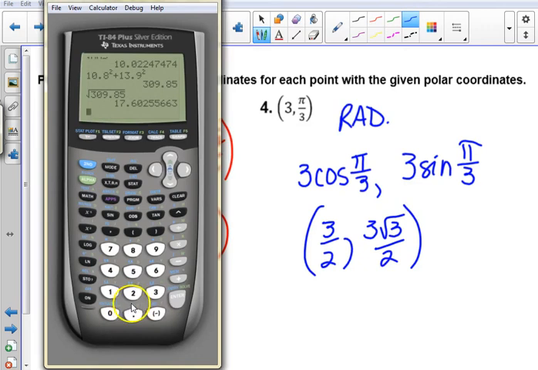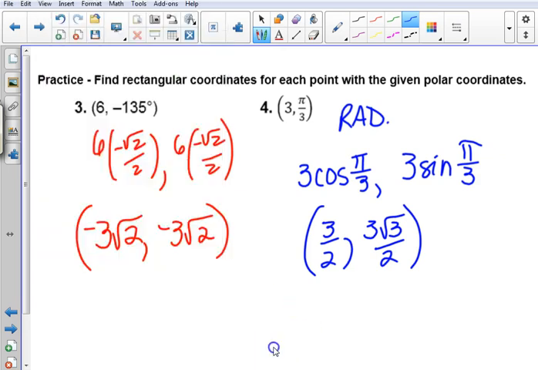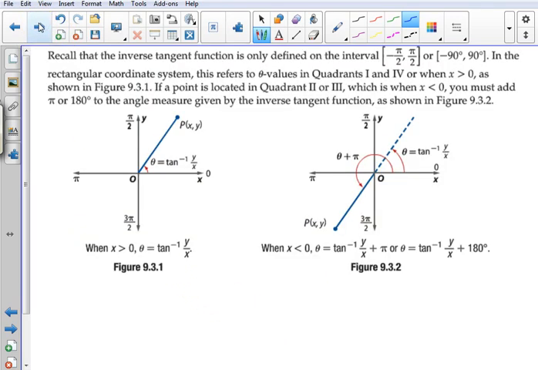And it was 3 cosine pi over 3, 1.5. 3 sine pi over 3 is 2.1, which is 3 square roots of 3 divided by 2. Oh my goodness, it is. Okay. So you could have given me the decimals. I don't care if it's free response. All right.